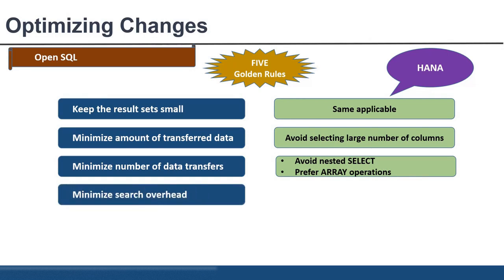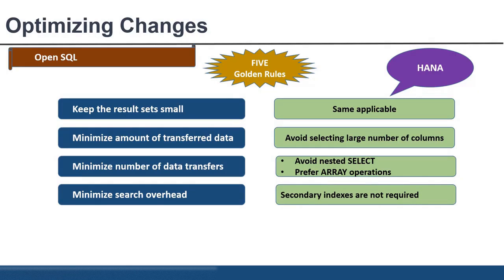Fourth rule, minimize search overhead. Define and use appropriate secondary indexes, which makes data retrieval faster. But in HANA, though it allows creating secondary index, it's not required anymore, because when we create a table in HANA, it is in fact creating a set of sorted, compressed and linked indexes. As a result, secondary indexes almost never improve any performance.